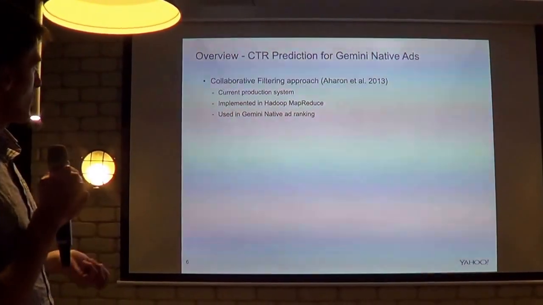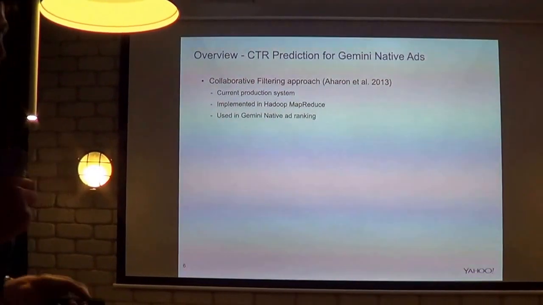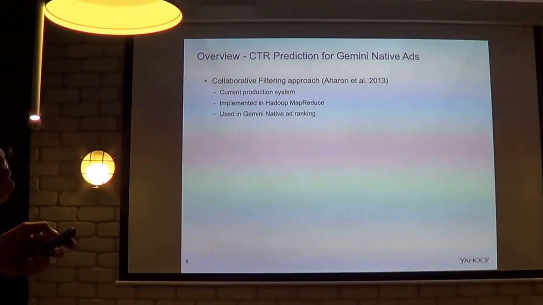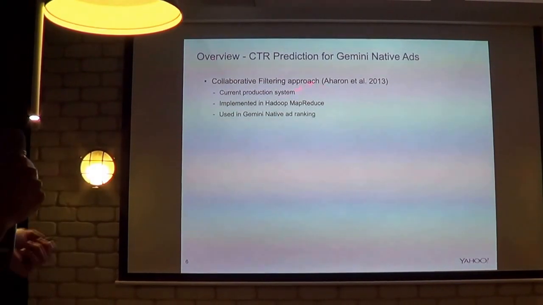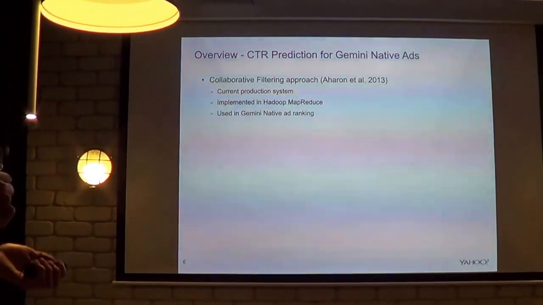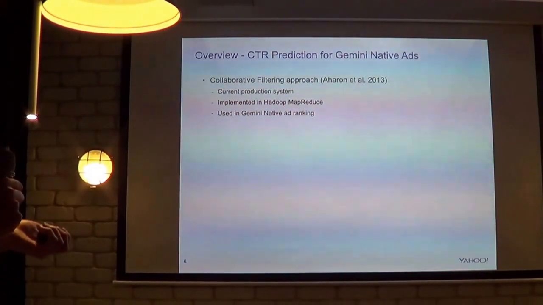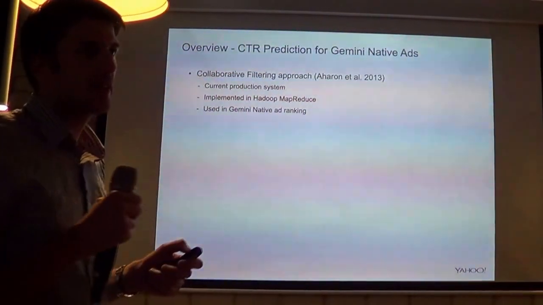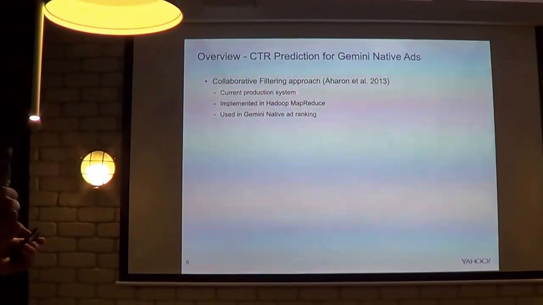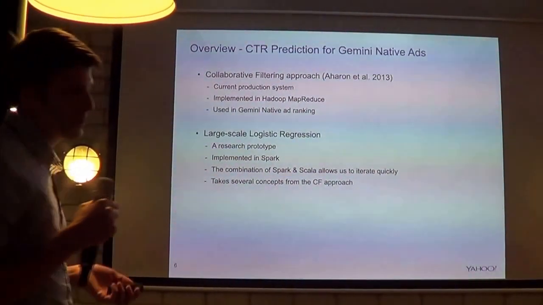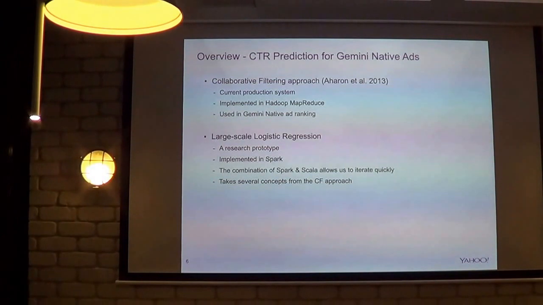Now, just a brief overview about CTR prediction in Gemini Native. We have a collaborative filtering approach that is running in production. It's implemented on top of Hadoop MapReduce, and that's used in Gemini Native ad ranking. Now, what I'm actually going to talk about today is a large-scale logistic regression approach implemented on top of Spark.